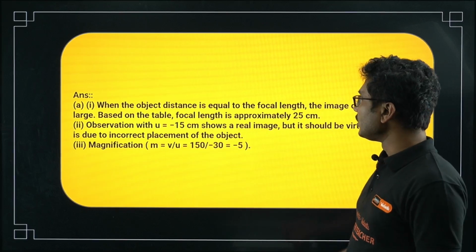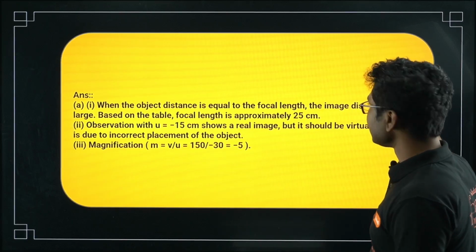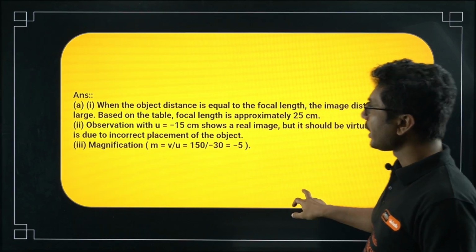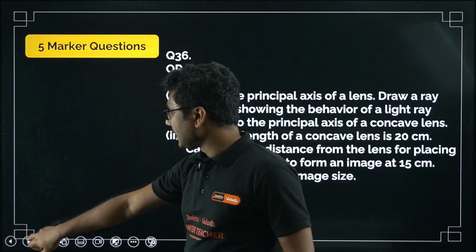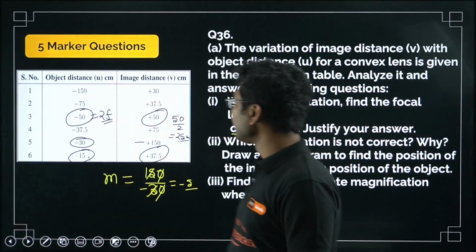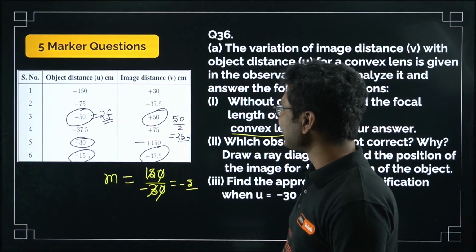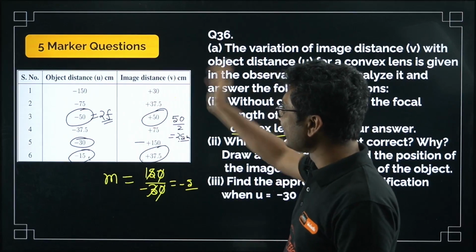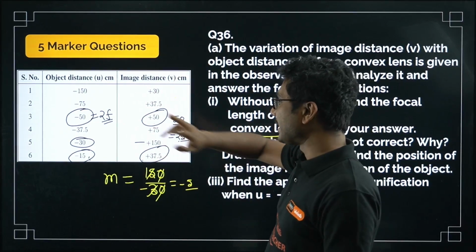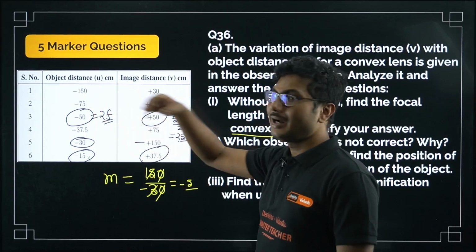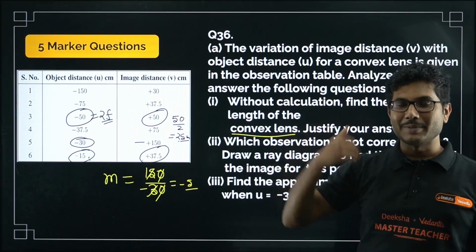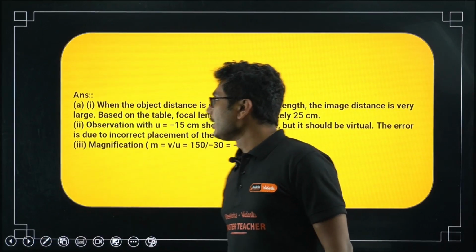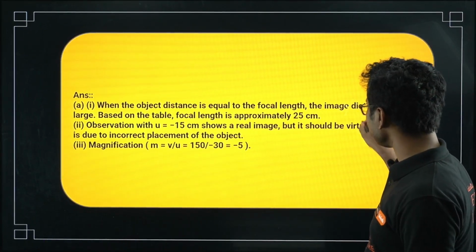When the object distance is equal to the focal length, the image distance is very, very large. Based on the table, the focal length is approximately 25 centimeter. Okay, they are saying that when the object is placed at the focal length, the image distance is very, very large. But you cannot guess the focal length from that perspective. The only way you can guess it is when the object is placed at 2f, the image is exactly at 2f. From there only you can calculate for this given table. So I think the first part is not correct. The explanation is not correct.